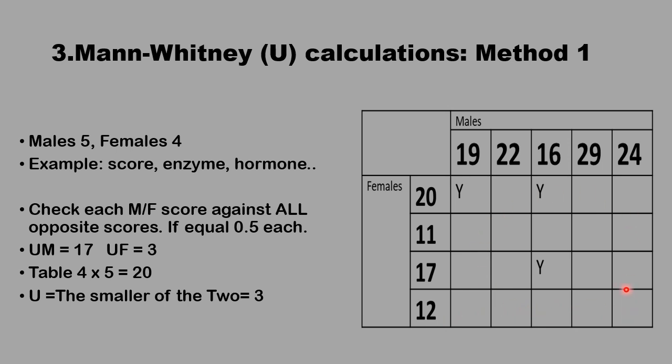So out of the 20 scores, the females scored more than the males in 3, and the males scored more in 17. We take the smaller, that's the 3, and that's it. That's the U test. So it's as simple as that. We just find out the number of the smaller of the 2 totals in this square, and that's the U that we are going to use as a test statistic.